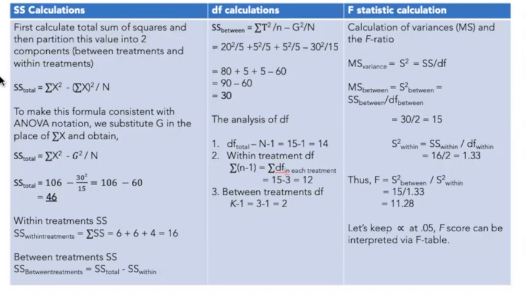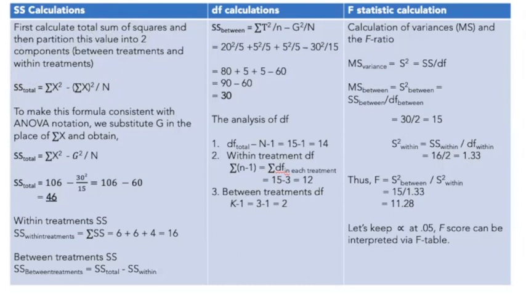This is the first thing that you need to do. You have to first calculate the total sum of squares. Now let's calculate the total sum of squares. That is, the total sum of squares has to be calculated by sigma x squared minus sigma x squared over n.